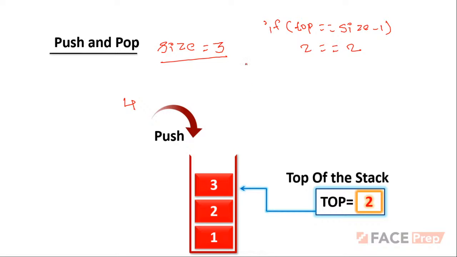Whenever you are writing a function for insertion of an element inside the stack, you have to remember this condition: if top is equal to size minus 1. Some people used to say if top plus 1 equal to size, that depends upon your convenience. Even this condition is correct. Top value is 2, 2 plus 1 is 3, size value is also 3, 3 equal to 3, yes, the condition is true. So if this is the case, I cannot insert my element inside the stack.